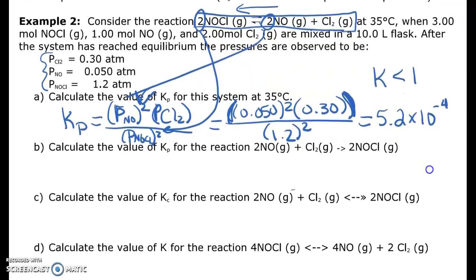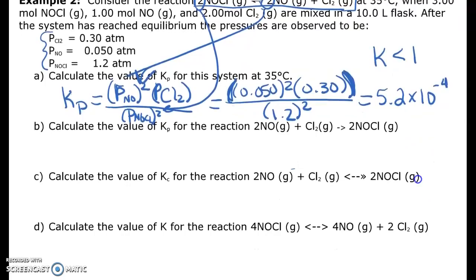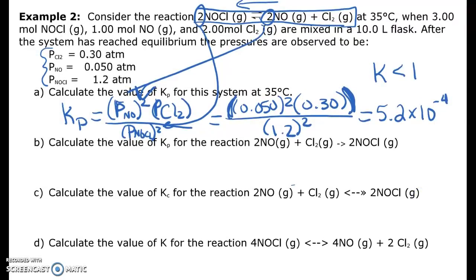Moving up a little bit. The nice thing about having calculated the Kp value for something is that if you're doing some simple algebraic manipulations to the balanced chemical equation, you can do those same simple algebraic manipulations to the value you've already calculated without having to recalculate everything.